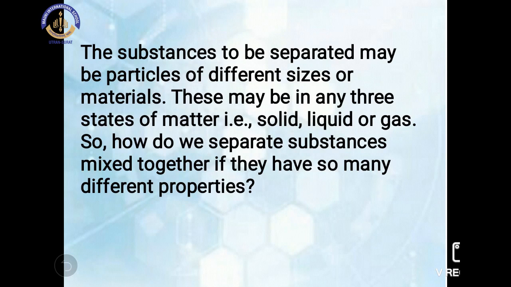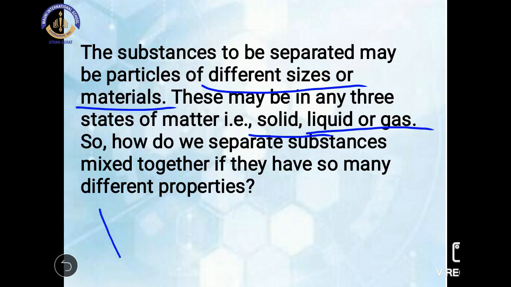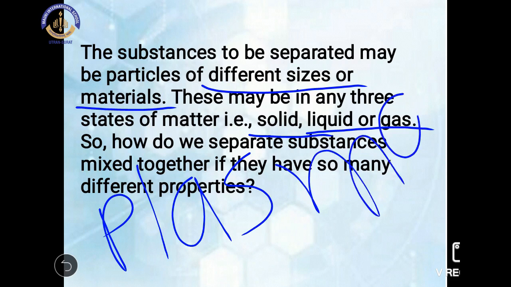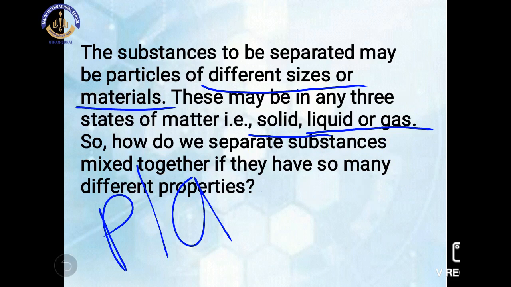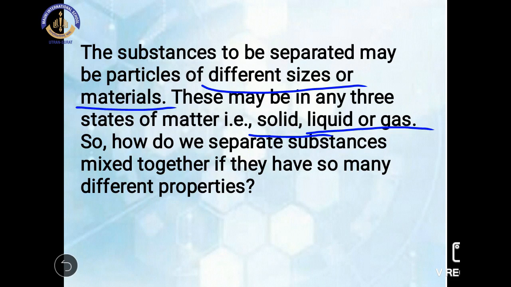The substance to be separated may be particles of different size or material. This may be in any of three states of matter. Here the main three states of matter are solid, liquid and gas. What is the fourth state of matter? It is plasma. Plasma is the fourth state of matter. But here we will study only the three main states of matter, which are solid, liquid and gas.